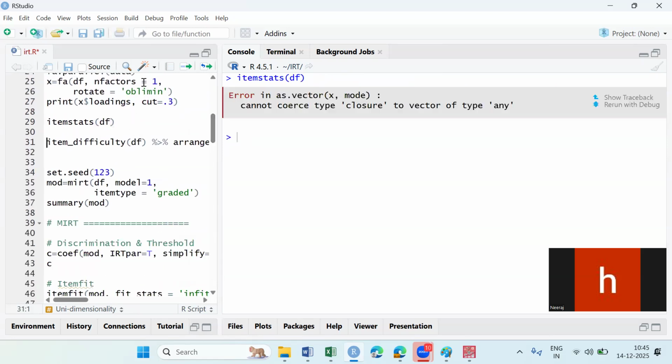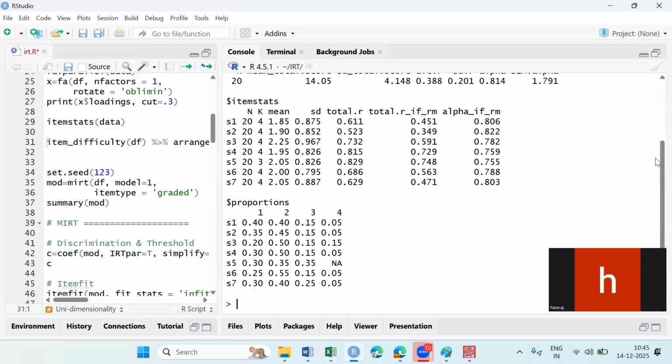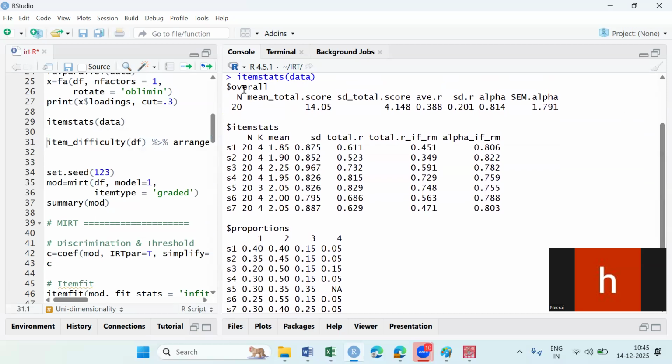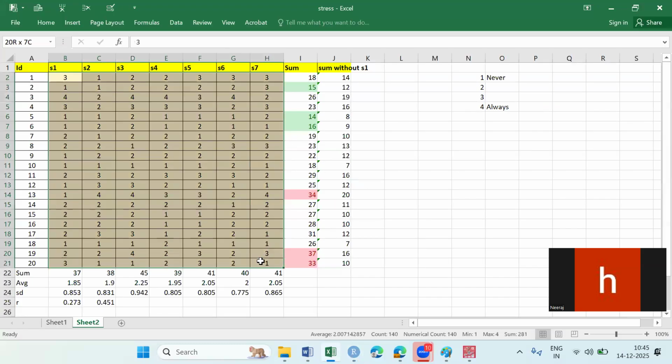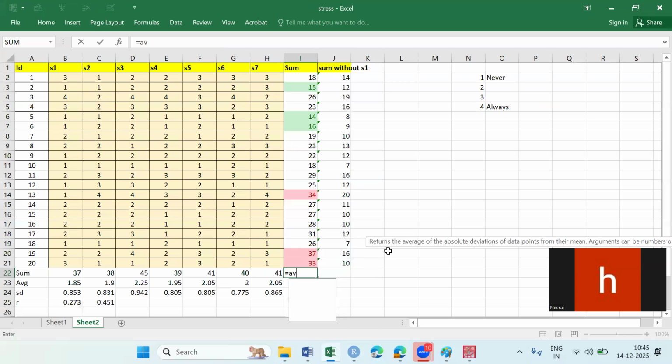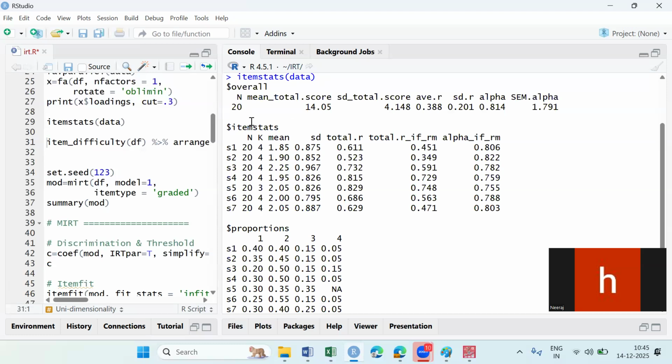Now this is the item stats worked on the data. This is an important one. Let's see one by one. Total number of items are 20. Mean total score 14.5, meaning if I take the mean of all of them, the total is equal to the average of all of these. Sum is 24.5. Average R alpha is 0.814. You could have computed it in SPSS also. It can be computed here also, 0.814.